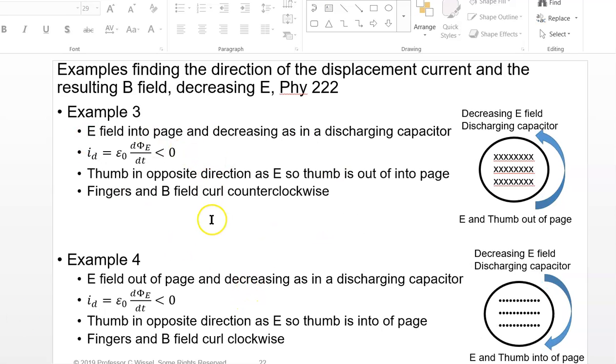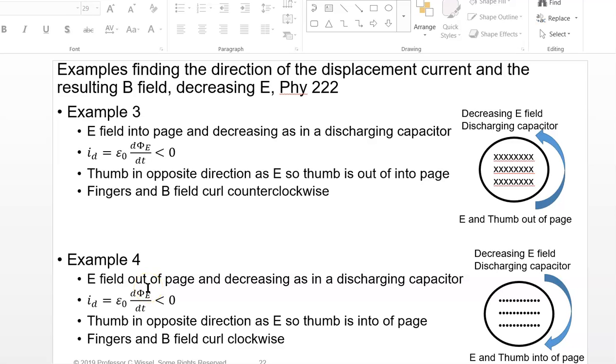Okay, example 3, the electric field is into the page and decreasing as in perhaps a discharging capacitor. Then I_D, which is epsilon naught d phi_E dt, is less than 0. In other words, it's negative. The thumb is in the opposite direction of the electric field, so the thumb is out of the page. And if you try that, you'll find out that your fingers in the magnetic field curl counterclockwise.